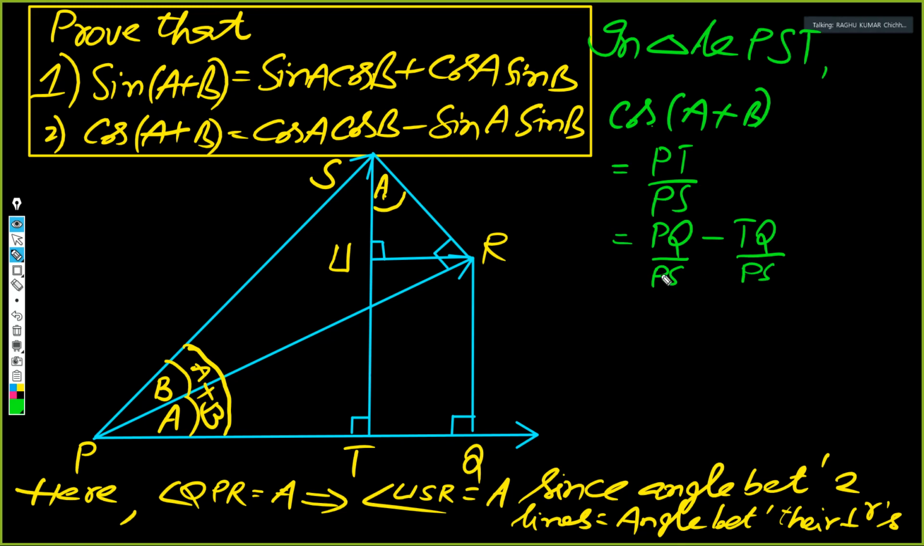PQ, if you see PQ is adjacent side to the triangle below. What is its corresponding hypotenuse, please? PR. That's good. So I don't have PR, so divided and multiplied into PR by PS.